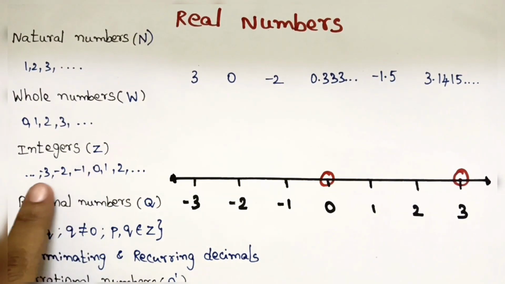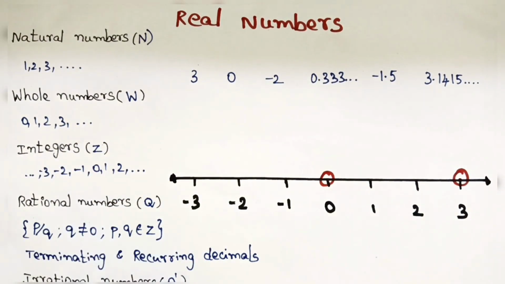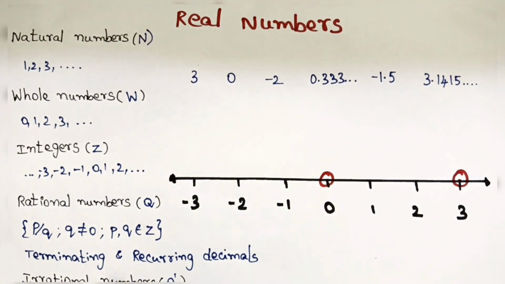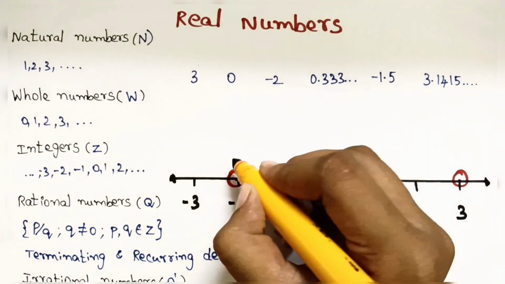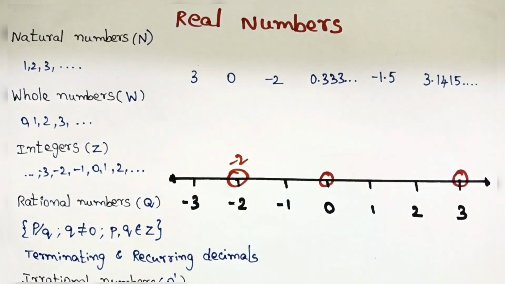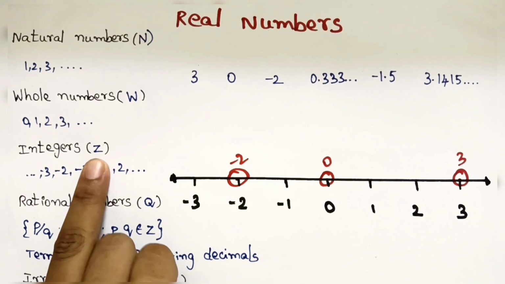Next, integers. When we add the negative numbers to the whole numbers, it will become integers. For example, we can represent minus 2 on the number line. Minus 2. Integers are denoted by the symbol capital Z.